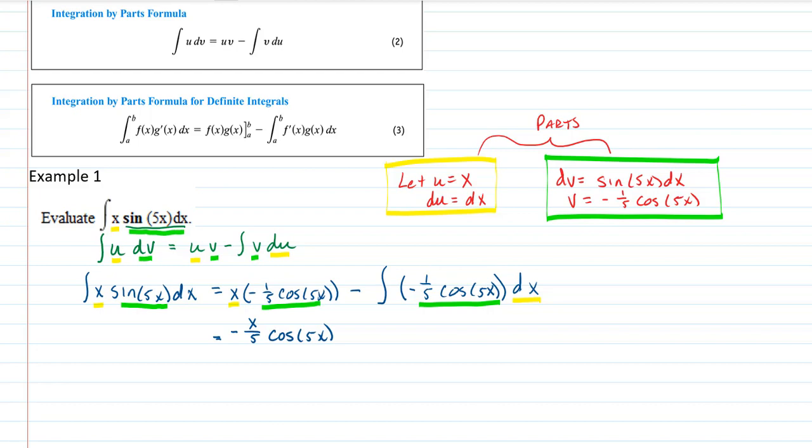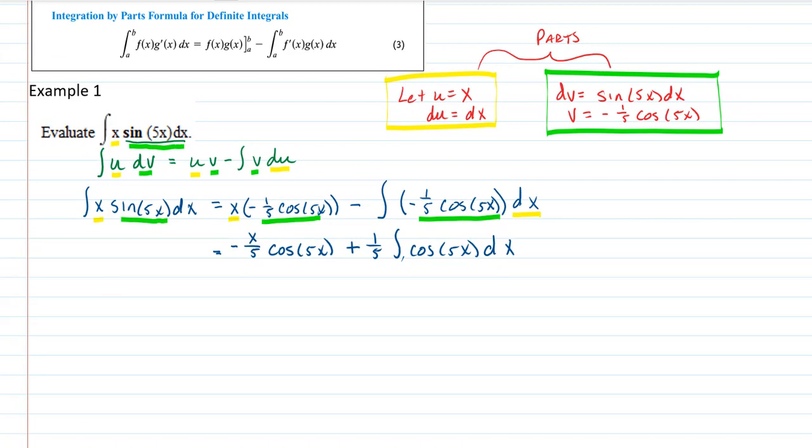And then I'm going to pull that negative 1/5 out, which makes this plus 1/5 the integral of cosine 5x dx. So I'm not done with the problem yet. I still have an integral in the problem, so I still need to integrate. Now when I integrate, I'm just going to copy down the front part and carry that down to the next line. And the integral of cosine is what? Is sine. Leave the angle alone.